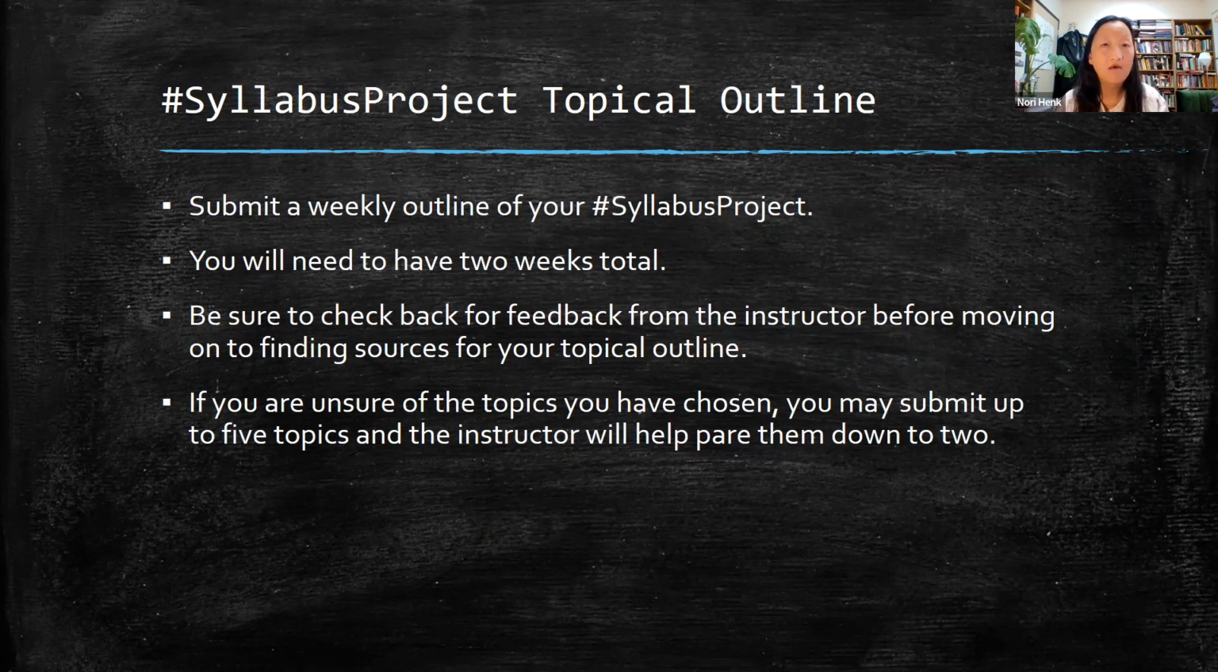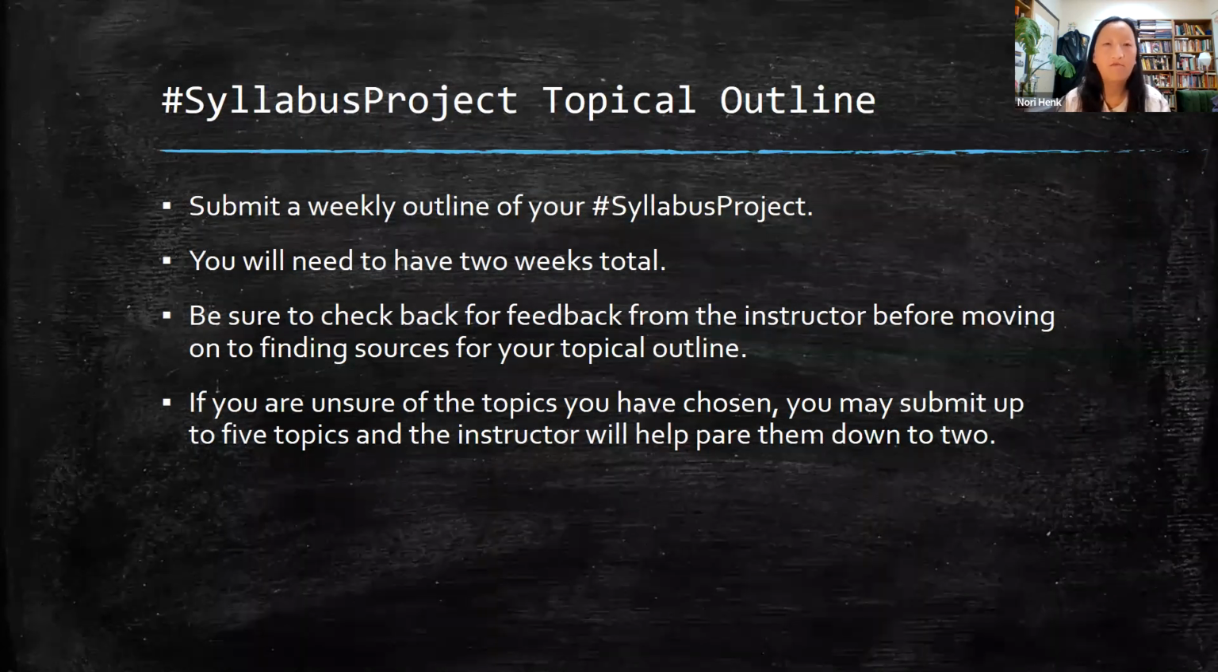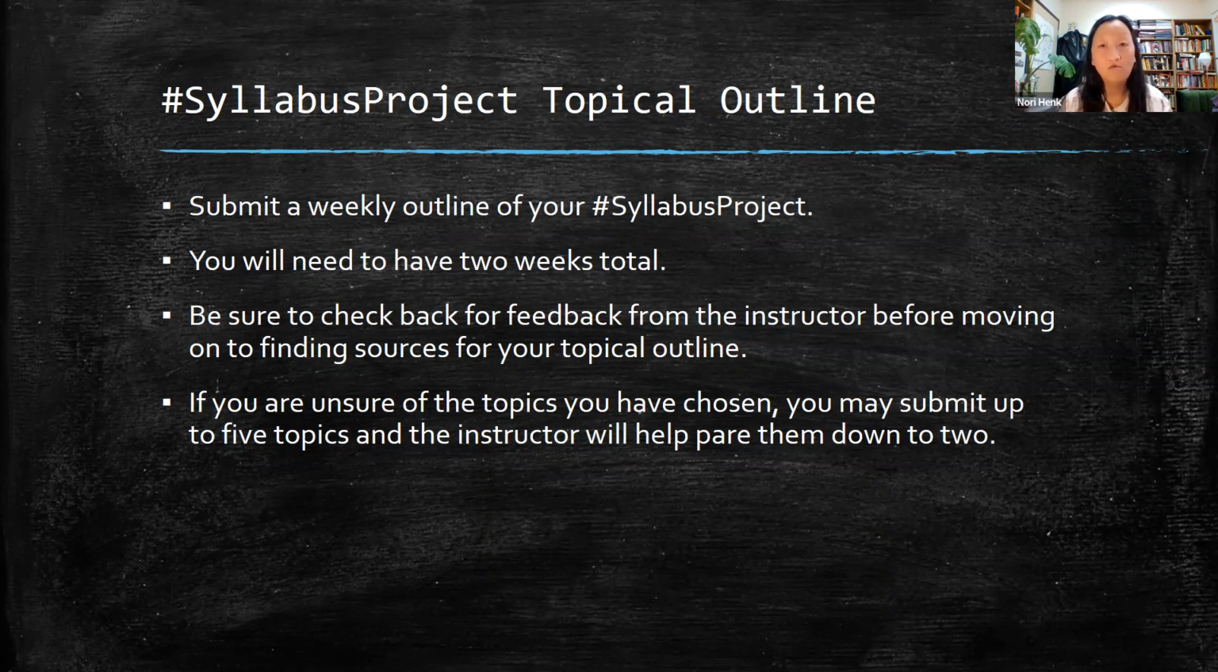Again, make sure you check back once you've submitted it for feedback from the instructor, just to make sure you are on the right track before you move on to the next step. If you're unsure of the topics, you can submit up to 5, and the instructor will help you pare down to the required 2. You're not required to turn in 5, but if you're not sure of the direction, feel free to turn in more than 2, and the instructor will give you feedback that will help you decide which 2 you should use for your syllabus project. Really, it's just an outline that you're submitting for this part of the project.